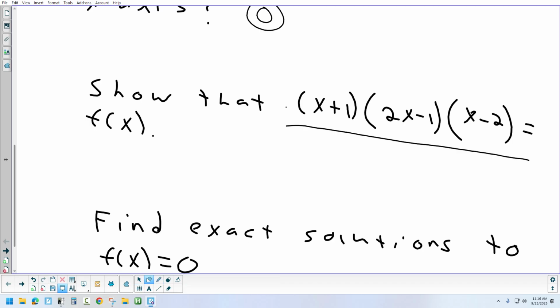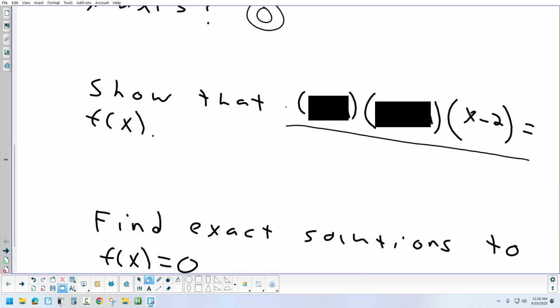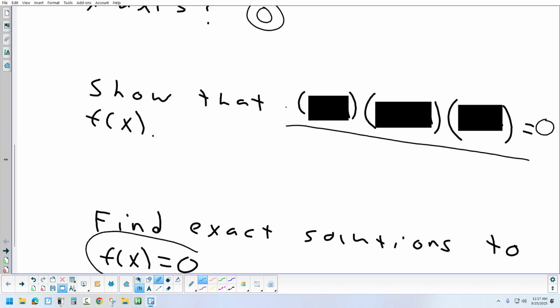Now, let's pretend that you can't even see what's in those parentheses. What's in them doesn't matter right now. All we know is that we're going to be multiplying 3 things together, and we're setting it equal to 0. Why 0? Well, that's what they told me to do right there. So what would have to happen if you multiply 3 things together and you get 0 as the answer?